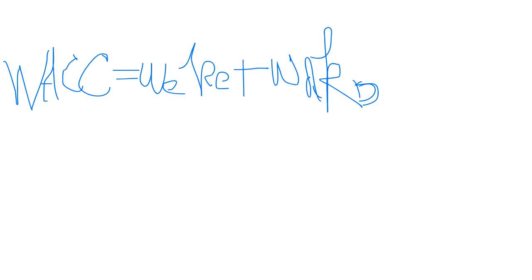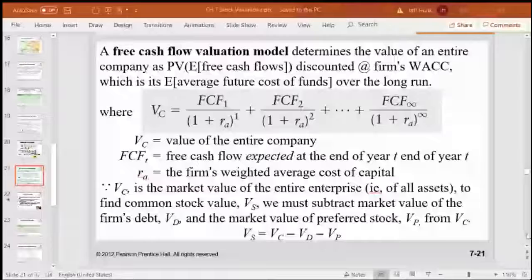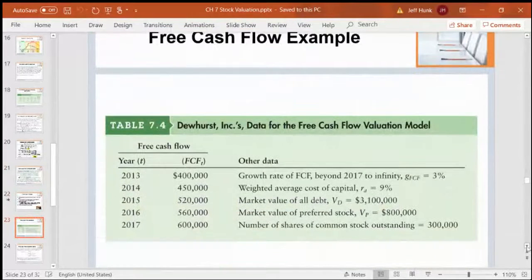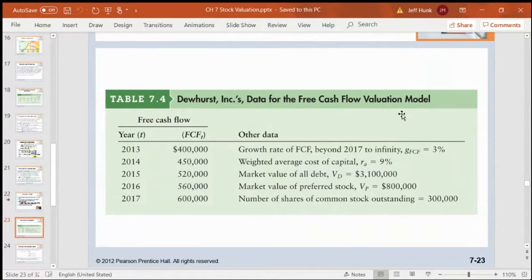Now, so then, this is also a kind of multi-step model. Why? Let's take a look. So let's take a look at this example. Dewhurst Inc.'s data for the free cash flow valuation model. First of all, we have the free cash flow forecast from 2013 through 2017. So 4 years, right? For the next 5 years, actually, forecast, for 5 years.